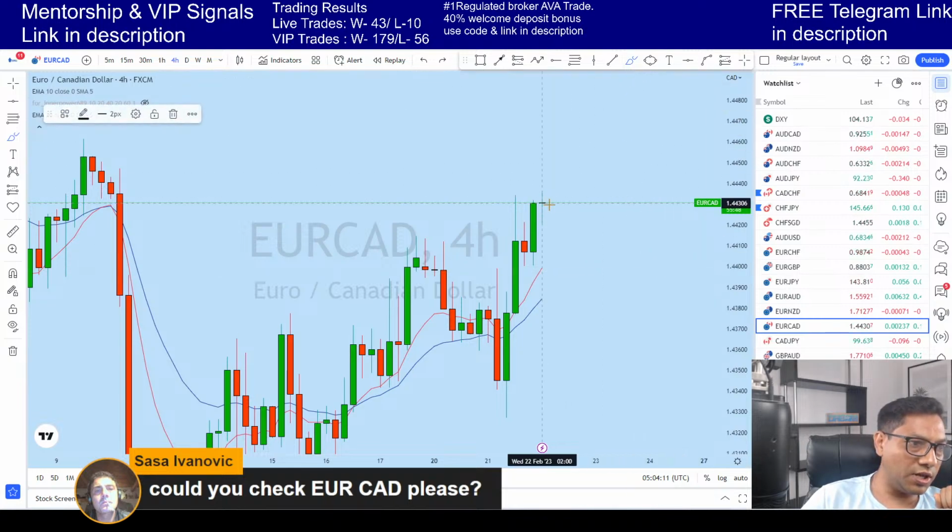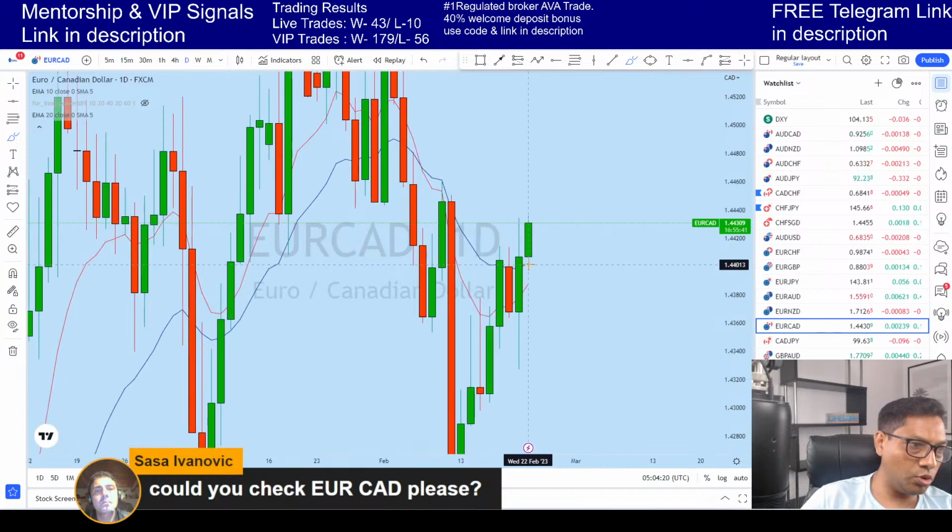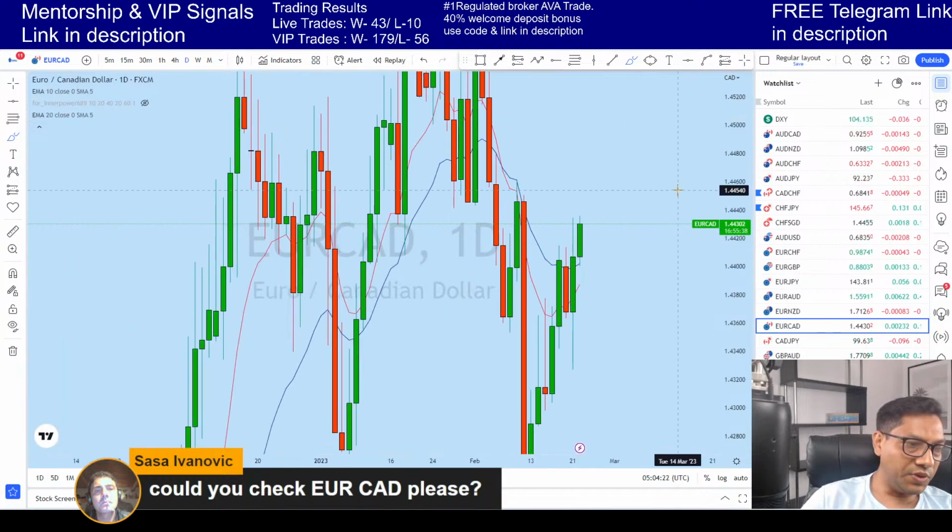Any movement to the downside can give us an opportunity to buy EuroCAD. For me, this is the daily chart, and from the daily 20 MA the price has already started to move up.